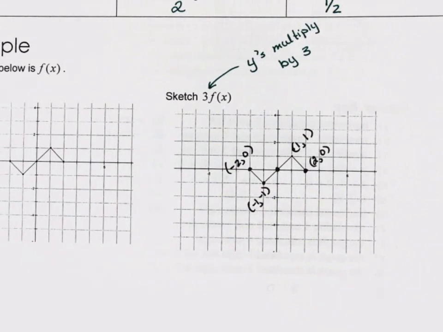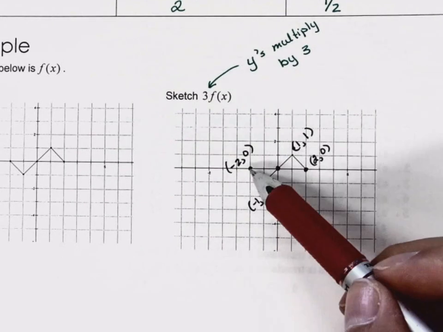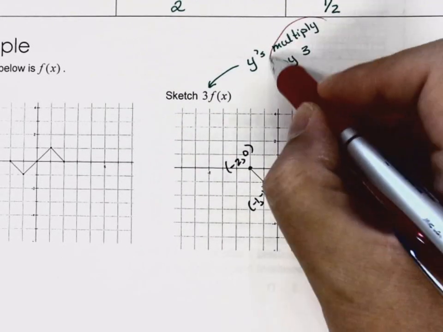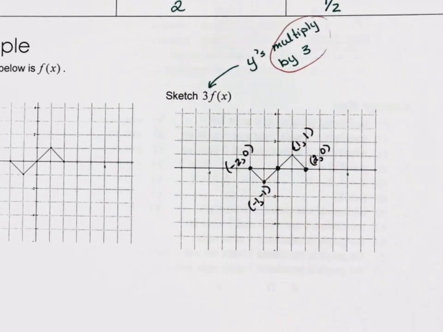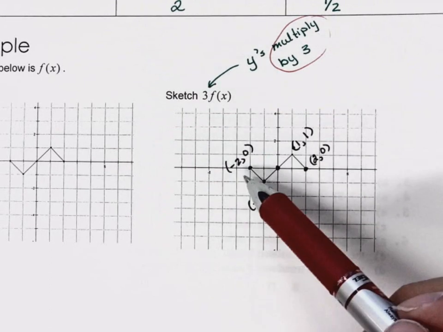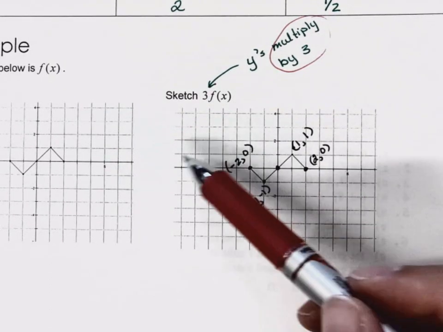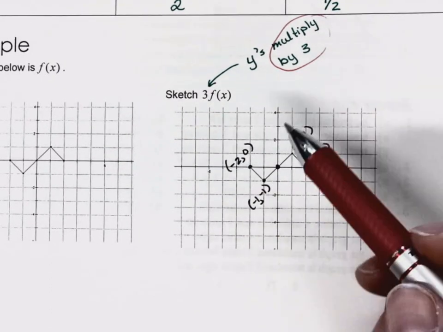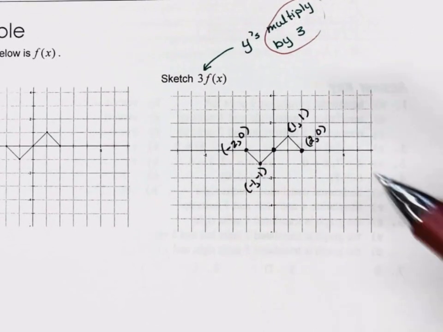Now, we could create a table of values with those points and do the math in it, but we don't have to. It's whatever works best for your brain. So now what we're going to do is take these coordinate pairs and multiply the y's by 3. I'm going to work from left to right, going through the coordinate pairs. If you'd like me to do it as a table of values, let me know. I can do that too.